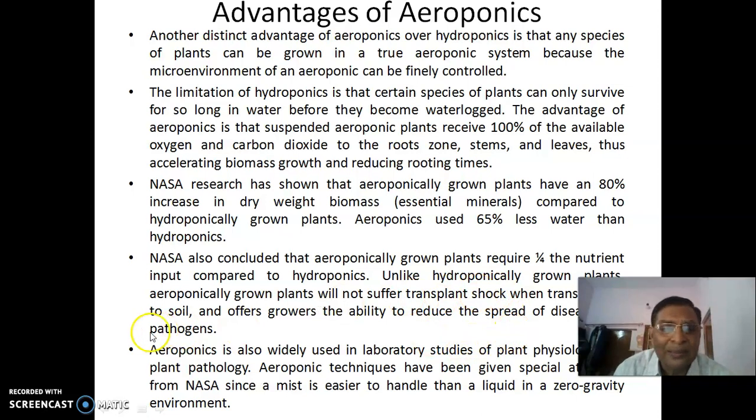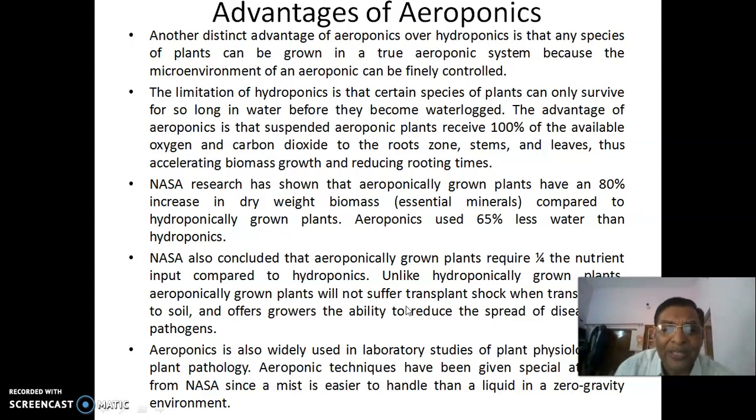So therefore, this offers growers the ability to reduce the spread of disease and pathogens. What will happen if it is simply picking up immediately after transplanting to the soil? There are no pathogens and all. It doesn't mean that we are cultivating aeroponics with soil. No, only in some cases there is a need for transplantation from aeroponics to the soil or hydroponics to the soil. We are comparing aeroponics and hydroponics. Not that soil is required in aeroponics. You can grow in aeroponics only, but when you are transplanting it to the soil, then shock is less.